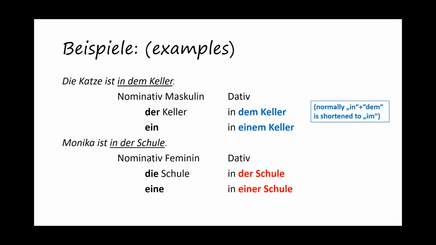Monika ist in der Schule. So here we see that this is again using the preposition in, so we know Monica is in or inside something, and in der Schule we can work out as the dative feminine, because that's where der falls on the dative line on our table. And so in the school is in der Schule, and in a school, in einer Schule.